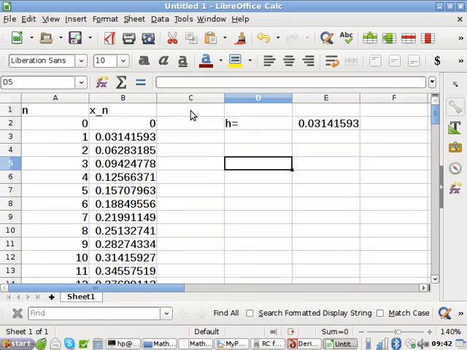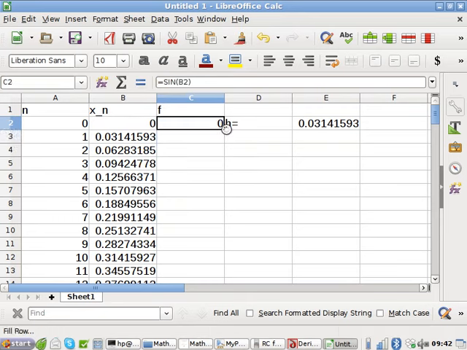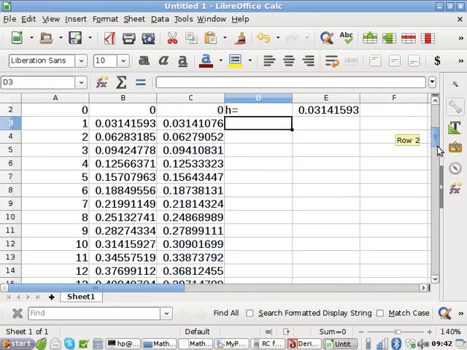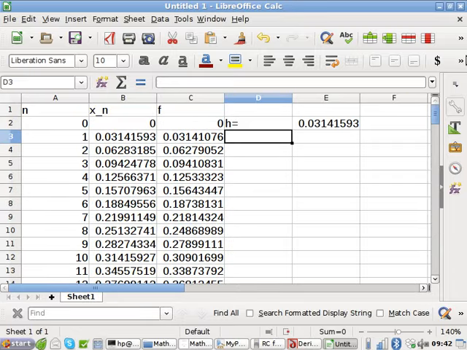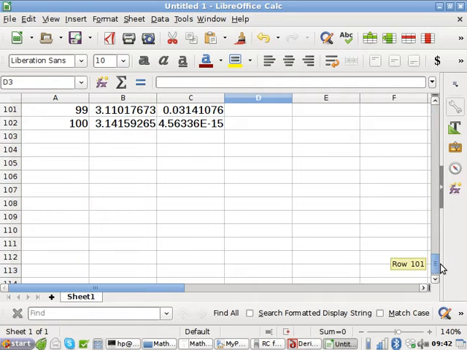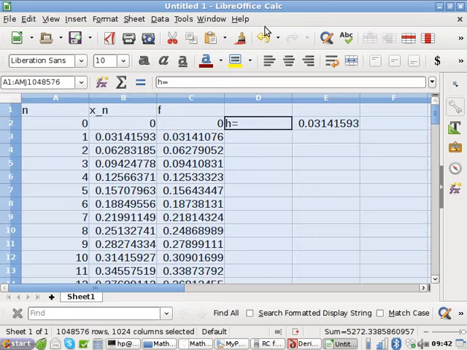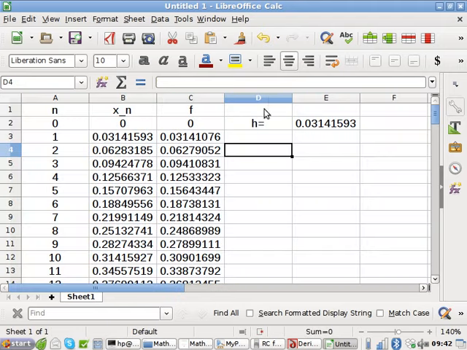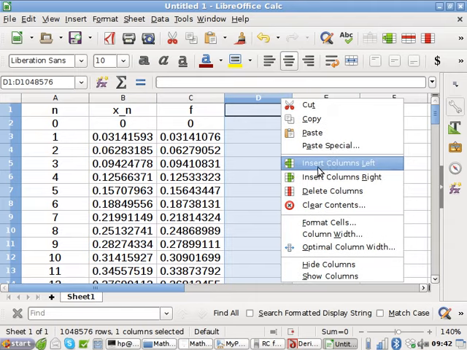Okay, now let's calculate the f, which is sine of the x. And that should finish at 0, which it does practically. Okay, that's nearly 0 at the end. 10 to the minus 15. I can read. Okay, now the slight problem here, let me put in some more spaces.